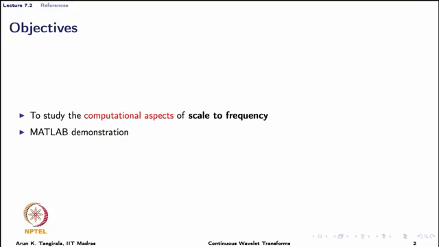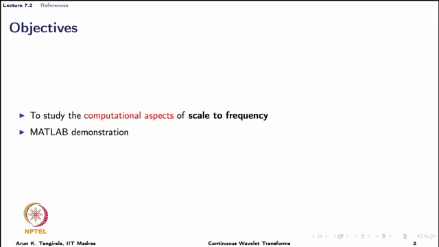And in deriving the synthesis equation for the CWT, we started off with the synthesis equation for the Fourier transform and then slowly introduced the scale factor, from where we realized that scale and frequency are inversely related and so on. Today what we are going to do is dwell on this topic in greater detail and look at how to compute the conversion factor that takes me from the scale domain to frequency domain. I will also show you a few MATLAB demonstrations.